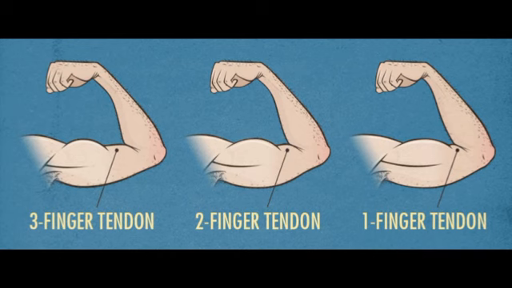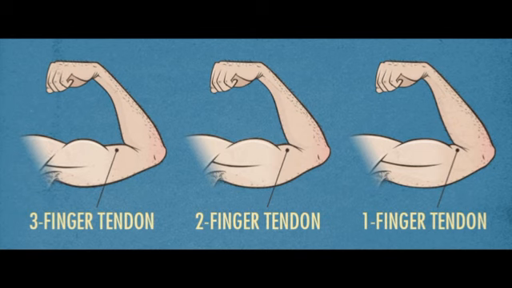Now, insertions, let's take a look at this one. This is the bicep, and I know a lot of you guys have seen this one. This one's really, really important. So the bicep is a really great place to visually see tendon tie-ins, okay? So where they insert. The tendon on the left-hand one, the three-finger tendon, means the tendon is long.